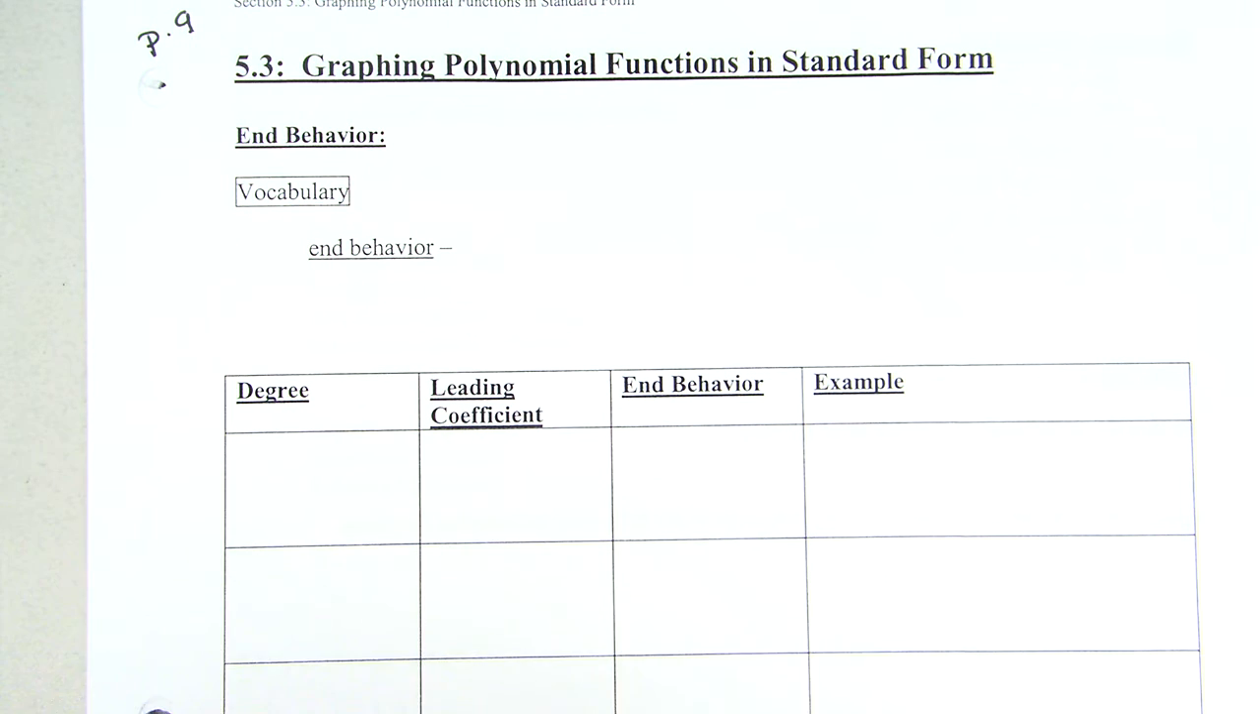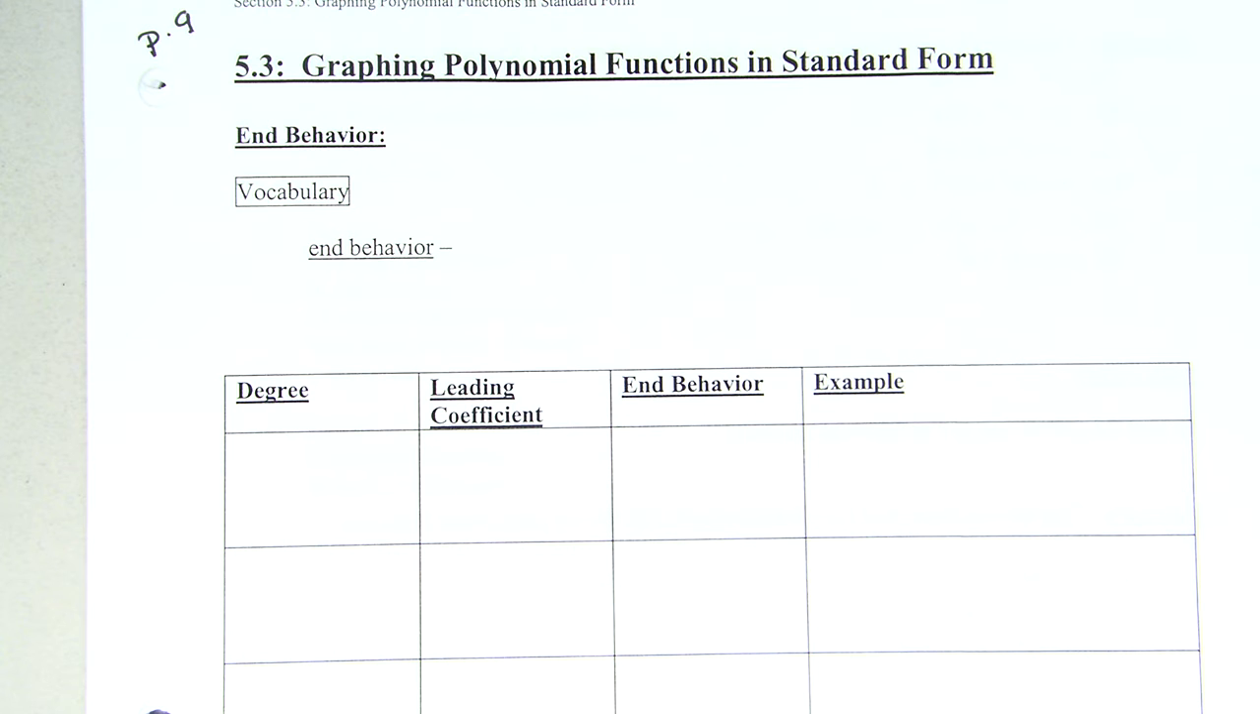Hello, Algebra 2 people. What we're going to do in this video is just summarize everything that you saw this morning in that card sorting activity. We got the ideas of how these graphs work. What we're going to do now is really just put those ideas in writing. So we're on page 9 in the notes, taking a look at section 5.3, graphing polynomial functions in standard form.